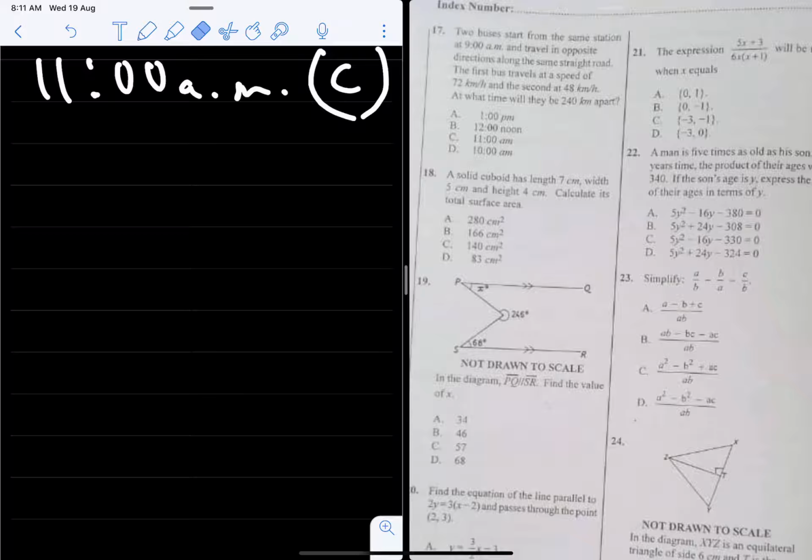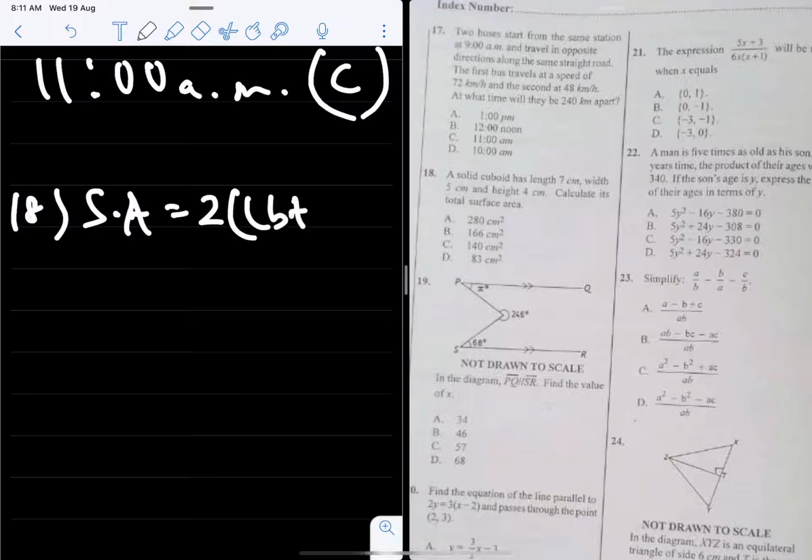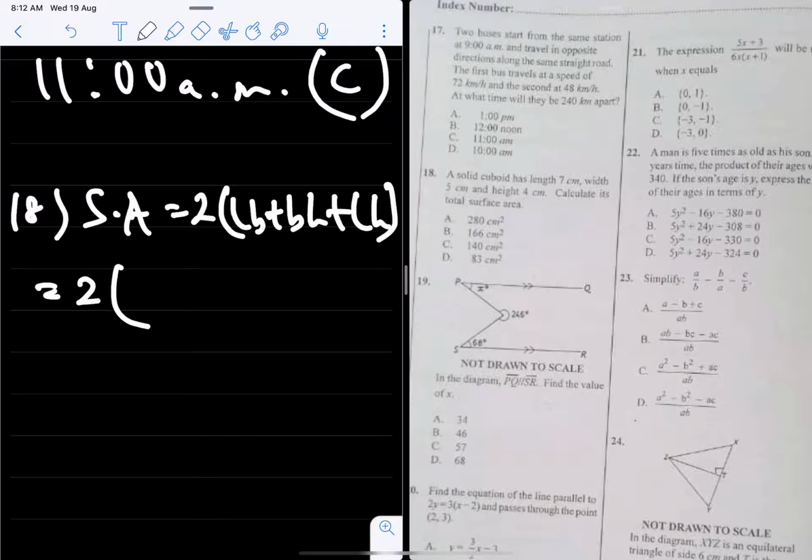Now to the next, which is 18. 18 says a solid cuboid has length 7, width 5 and height 4. Calculate its surface area. Surface area, let me call that SA, is given by 2 into LB plus BH plus LH. I want to write that properly. 2 into LB plus BH plus LH, and that's equal to 2 into bracket.